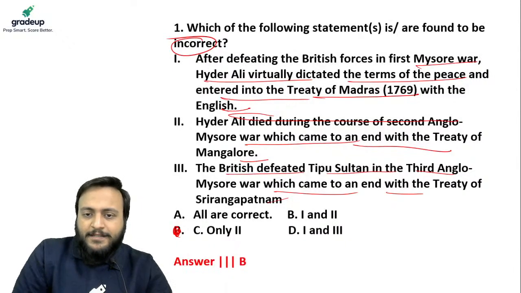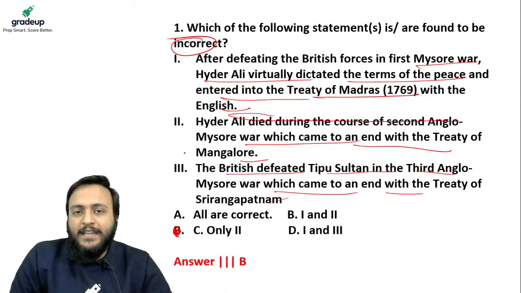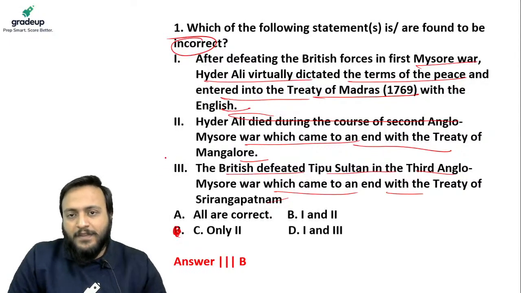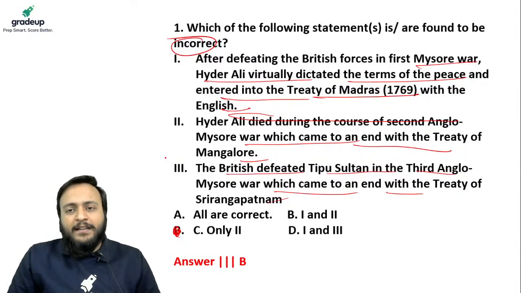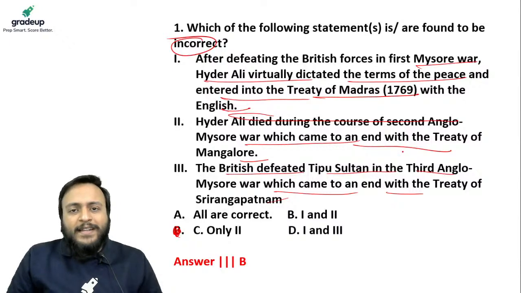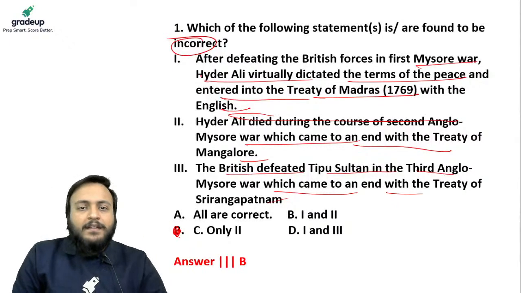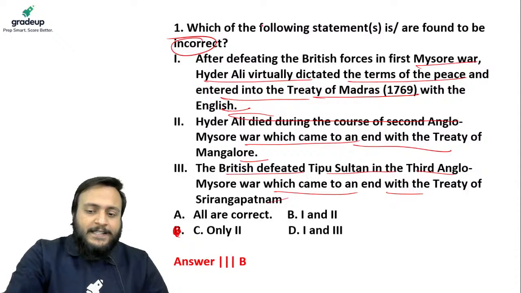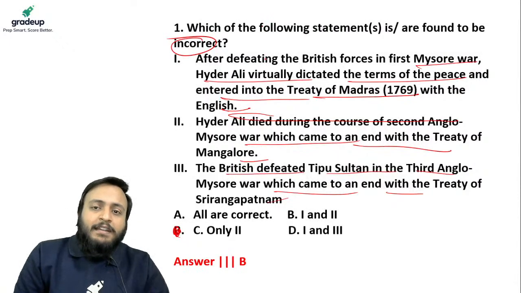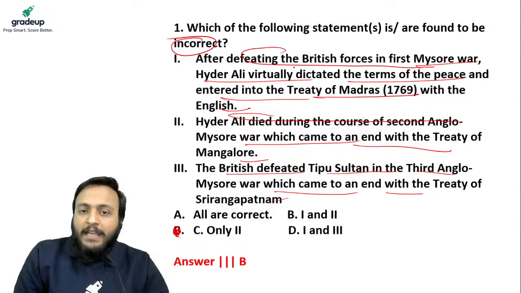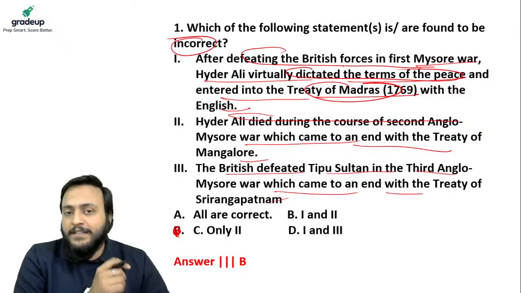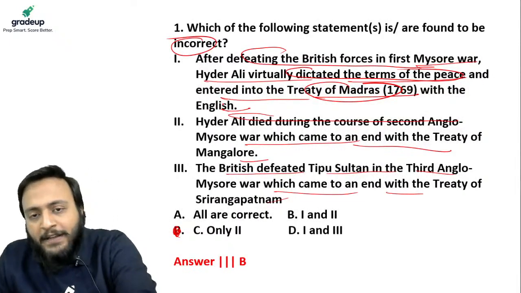The correct answer is option B. 1 and 2 are incorrect. What happens? See, the first statement says that after defeating the British forces in the first Mysore War, Hyder Ali dictated the terms of the peace and entered into the Treaty of Madras. It is wrong. Why is it wrong? Let me tell you.